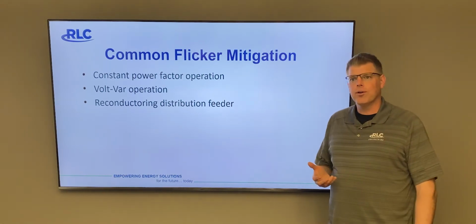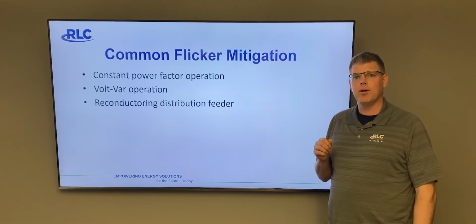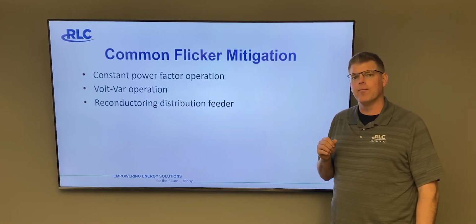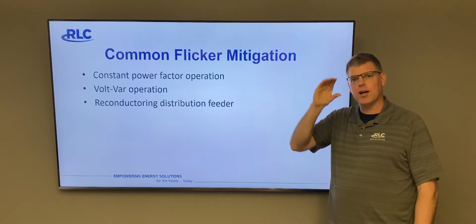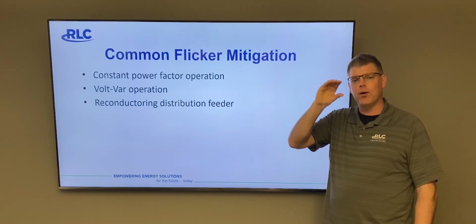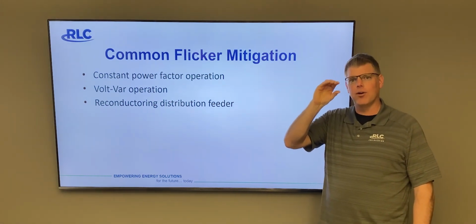How do you solve flicker? Well, a constant power mode can be applied to the operation of the generator. This allows the generator to pull reactive power and flatten the voltage profile of the feeder. That way, if a fluctuation is seen, it's not as large.